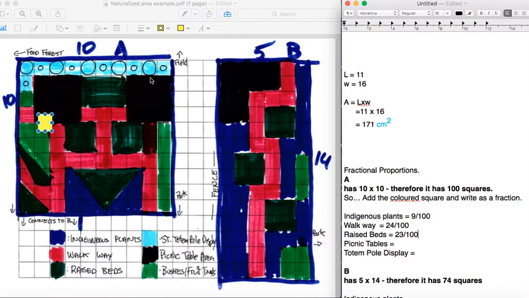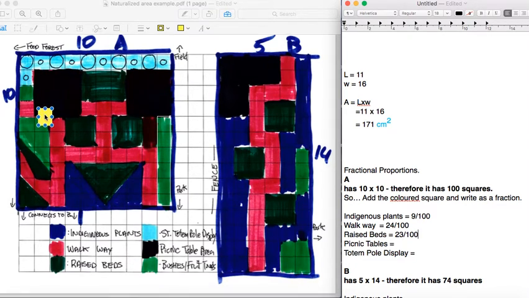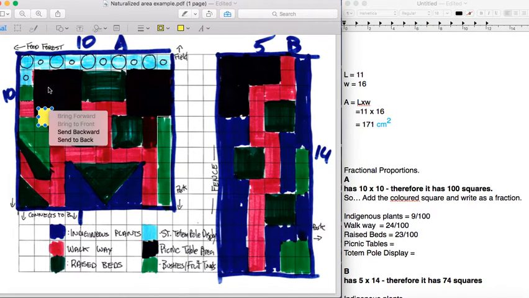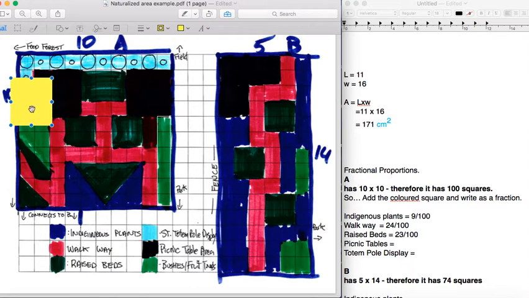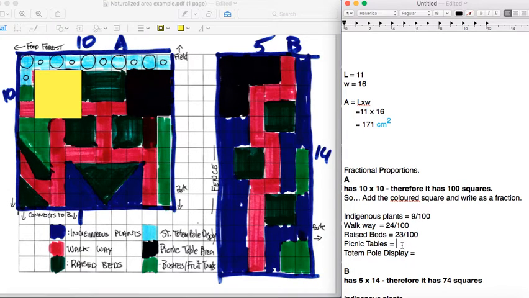Picnic tables are 2 9 squares. These are each 3 by 3. It's this section up here. Now this one should be nice and quick for you. So that square there is 3 by 3. I have 2 of those. So 9 and 9 is going to be 18 out of 100.